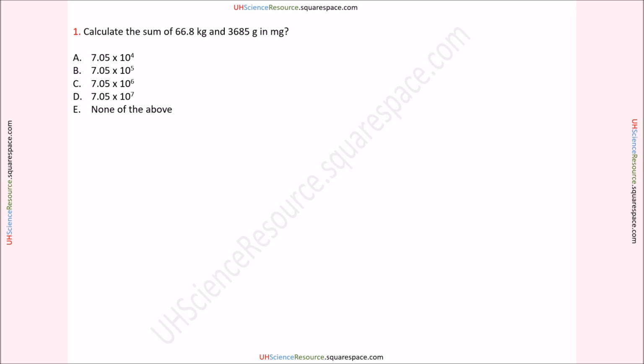This is question number 1. It says calculate the sum of 66.8 kilograms and 3,685 grams in milligrams. Okay, so our first step is going to be to write down what is given, think about the problem, and draw any diagrams if necessary. This is a pretty simple problem, so we don't really have to draw any diagrams.